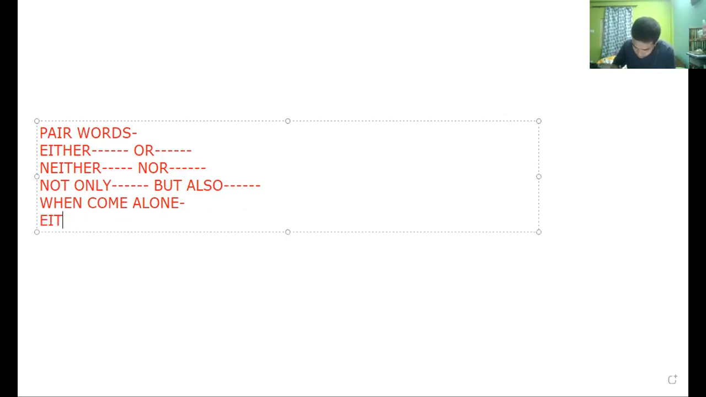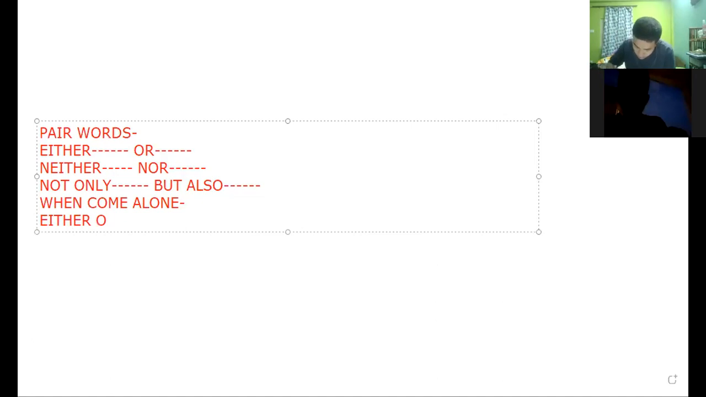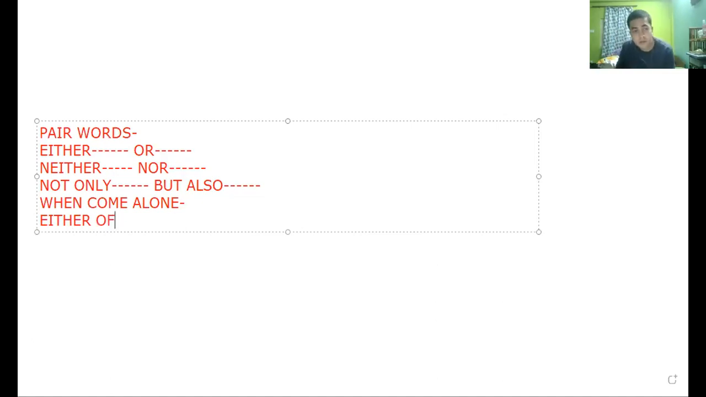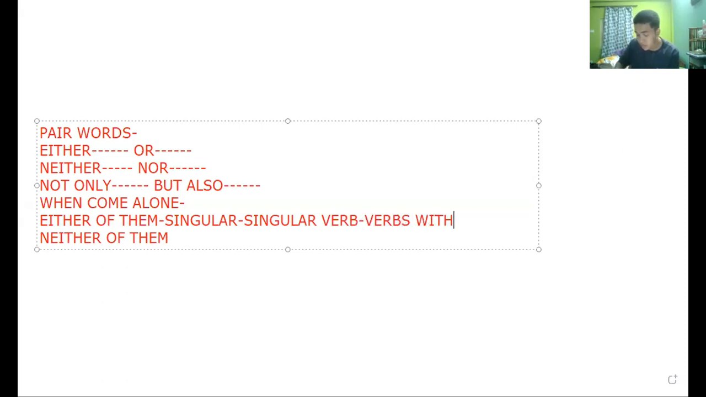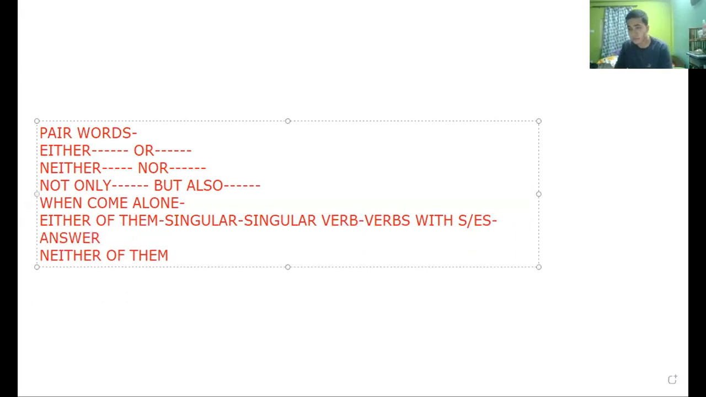See, so sometimes they will give you either of them, see, either of them, or sometimes they will just actually tell you neither of them, see, neither of them. So these type of things, they are always singular. Yes, so you have to write a singular verb, okay, directly. The verbs with S or ES, and you will get the right answer.